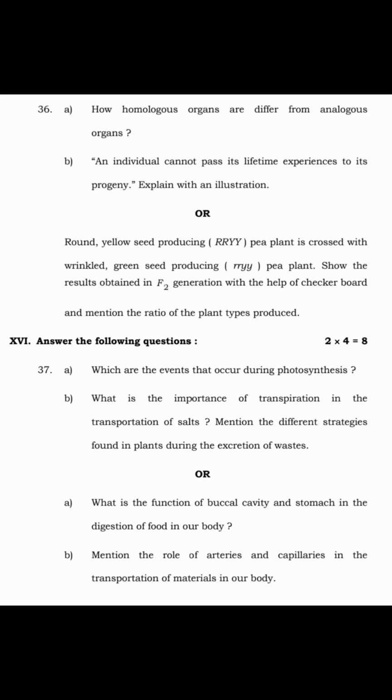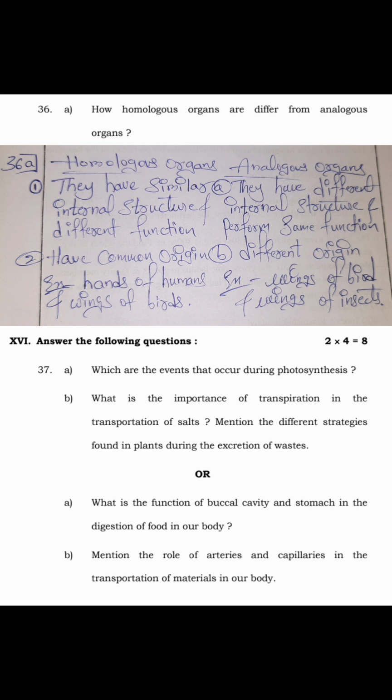Question number 36. A. How do homologous organs differ from analogous organs? It is a 3 marks question. Homologous organs, analogous organs.